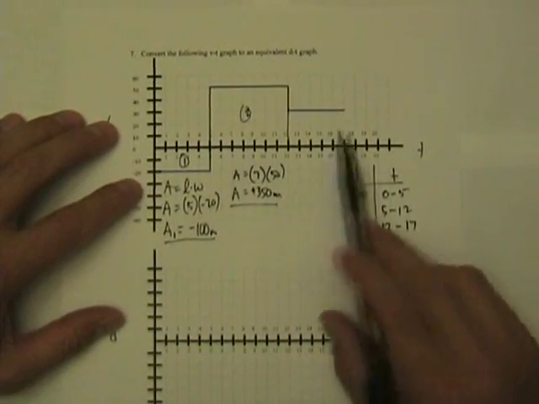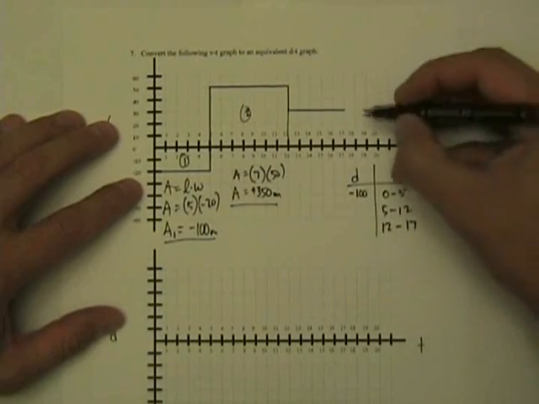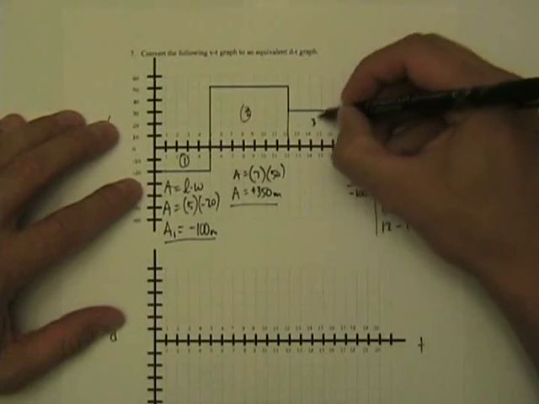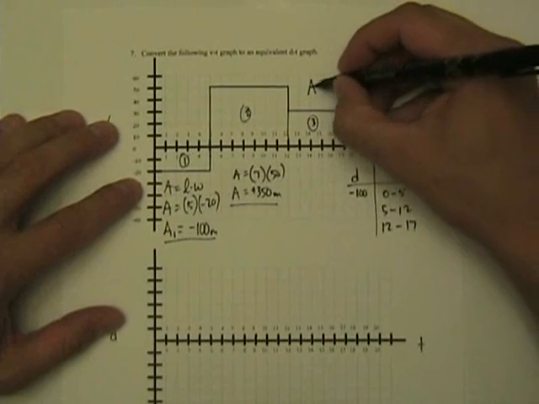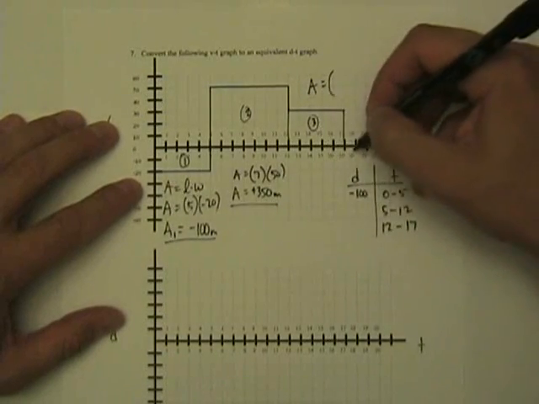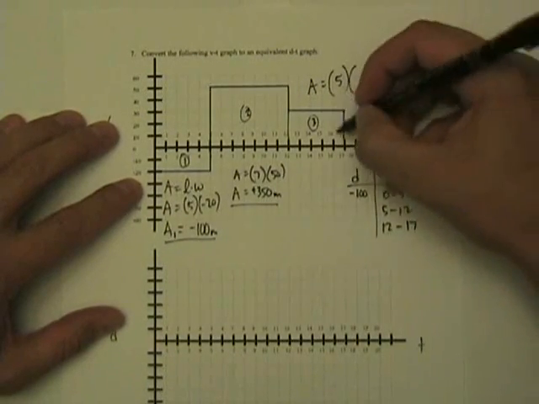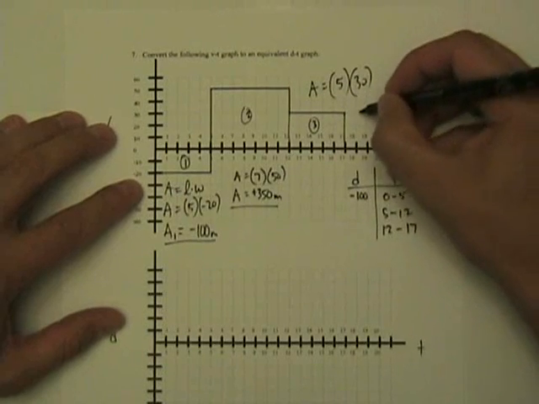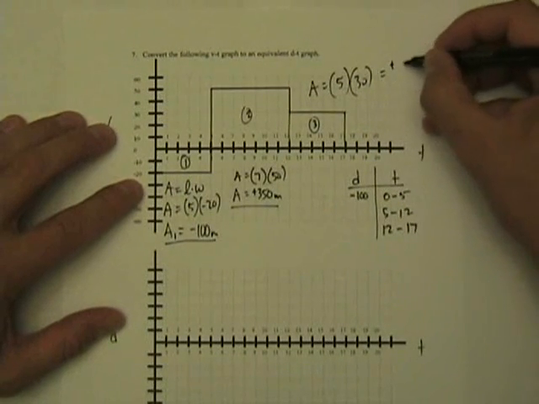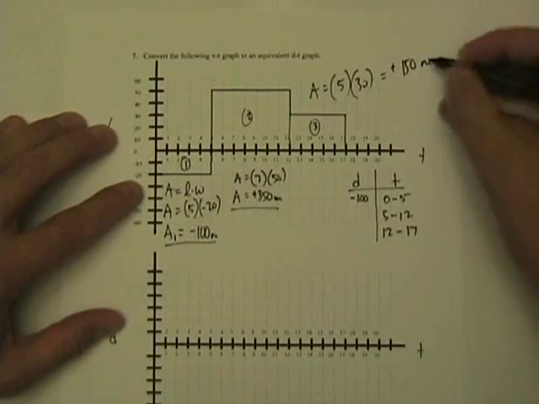And I'm going to just do this last one first before I add anything in here. This area 3 is going to end up being length times width. That's going to be 5 times 30. So that's going to be positive 150 meters.